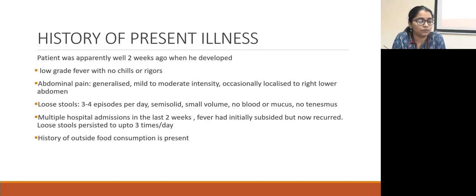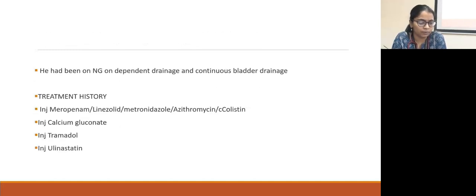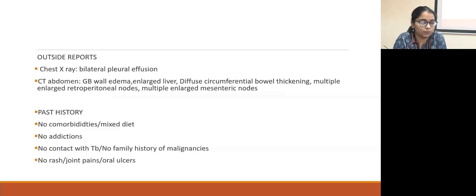There is a history of outside food consumption. Patient had been on drainage for the above-mentioned complaints from an outside hospital and on continuous bladder drainage. His treatment history is he was treated with injection meropenem, linezolid, metronidazole, azithromycin, colistin. Calcium gluconate was given, tramadol, ulinastatin was given.